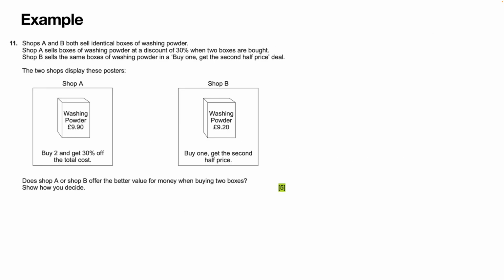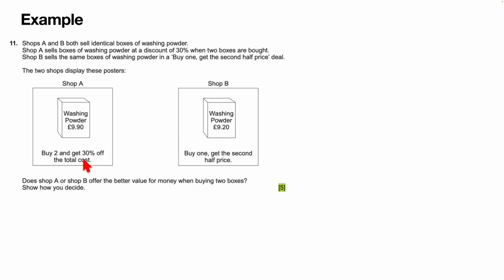Let's see an example. Okay, well, this isn't very interesting. It's washing powder, but you get the idea. We have two shops, A and B, both selling the same washing powder. Shop A sells it at a discount of 30% when 2 boxes are bought, and shop B sells it as buy one, get the second one half price. How many are we buying? There's the two shops, the two posters. Does shop A or shop B offer the better value when buying 2 boxes?